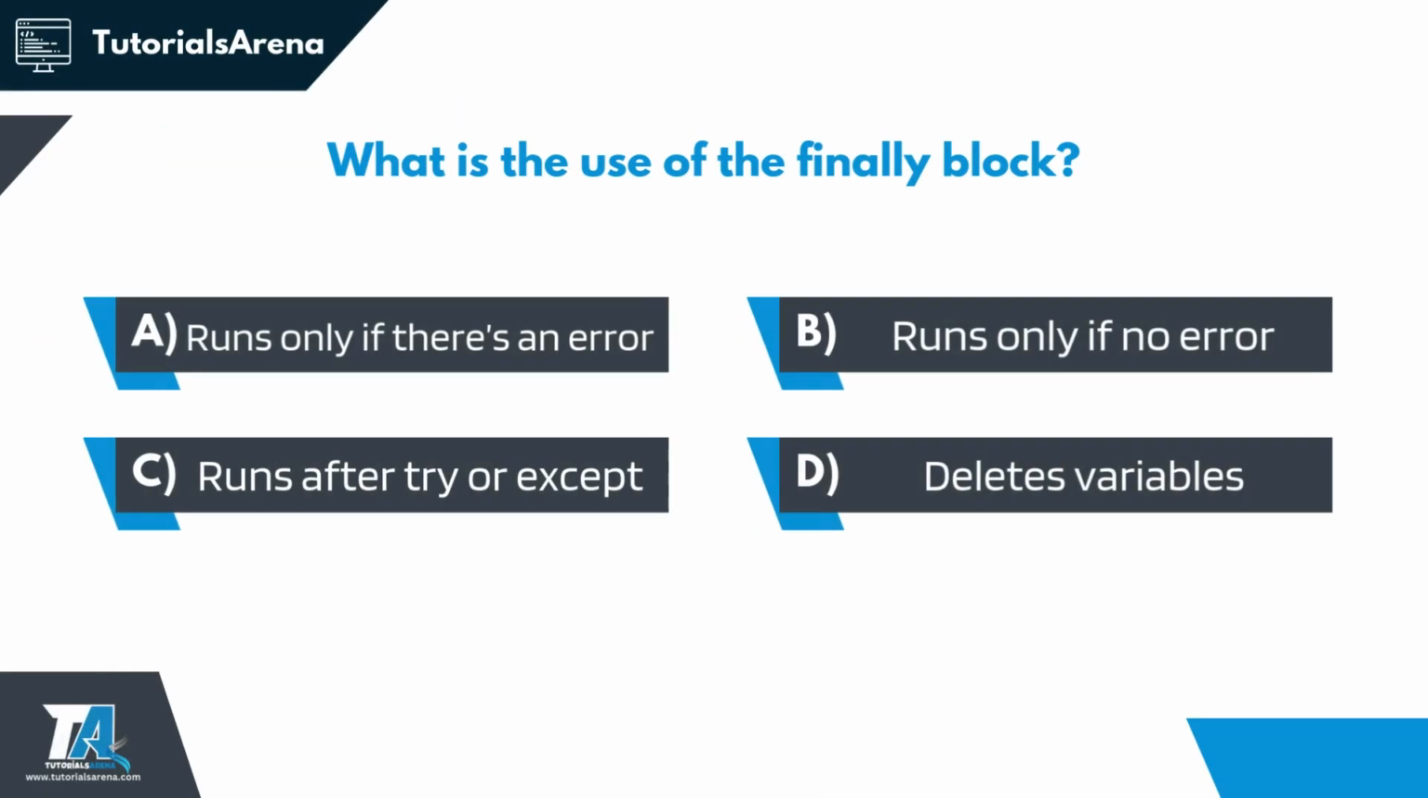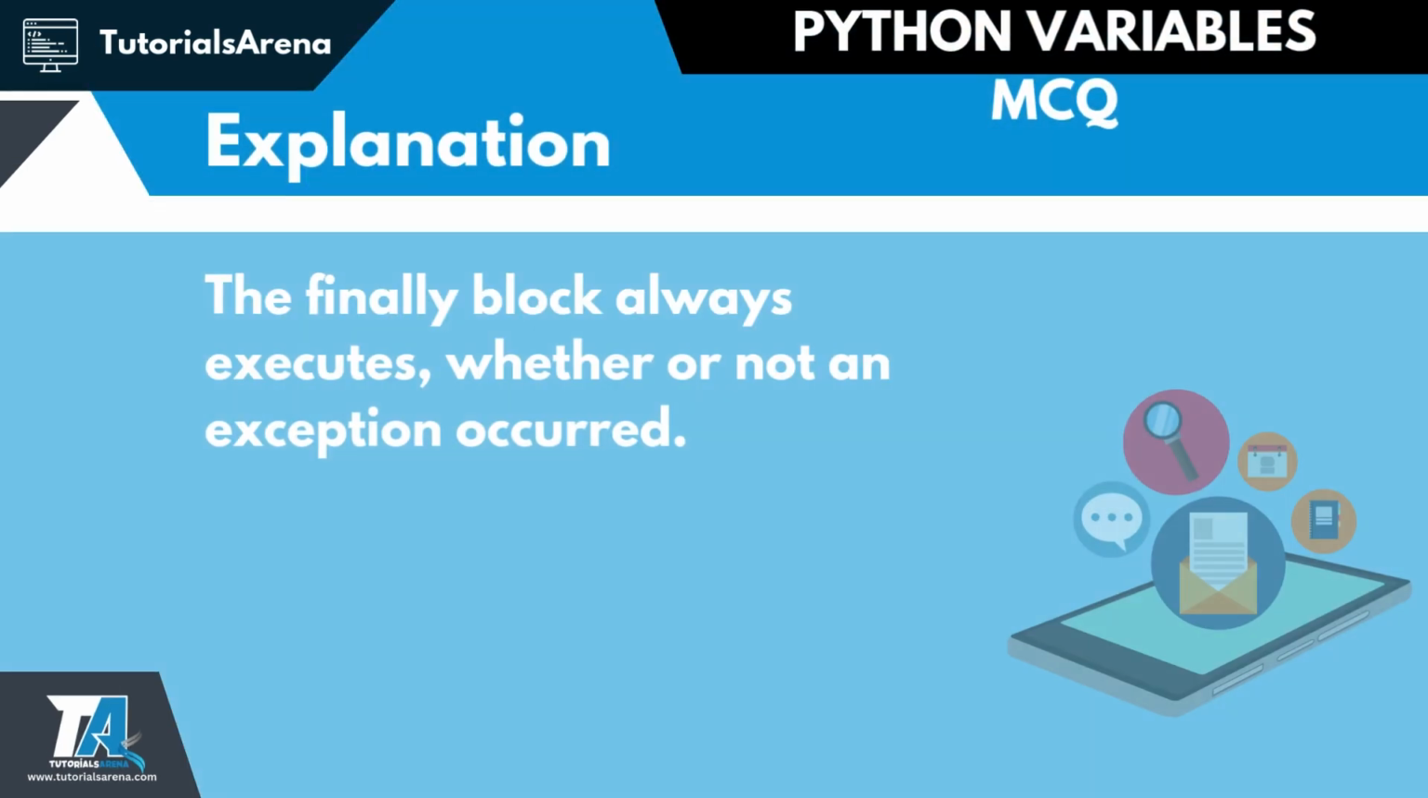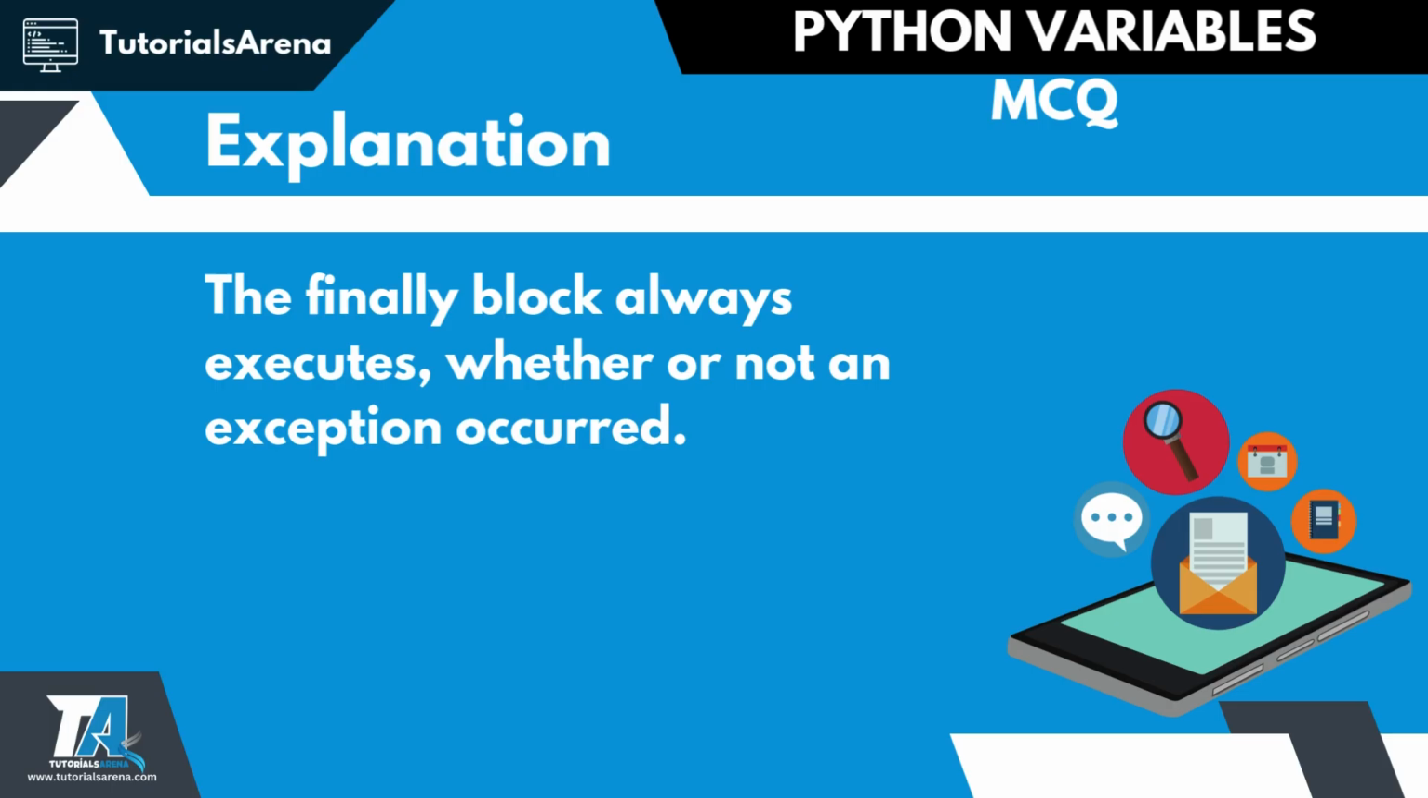What is the use of the finally block? The correct option is option C, runs after try or except. The finally block always executes, whether or not an exception occurred.